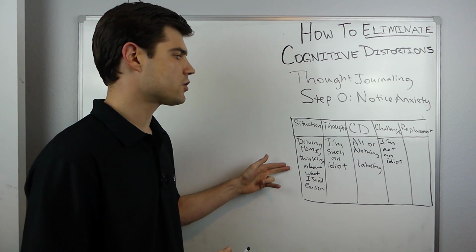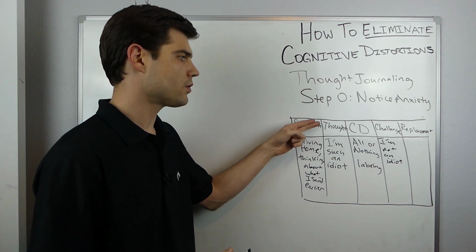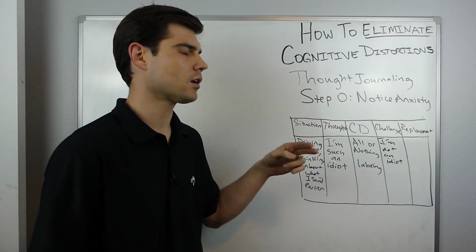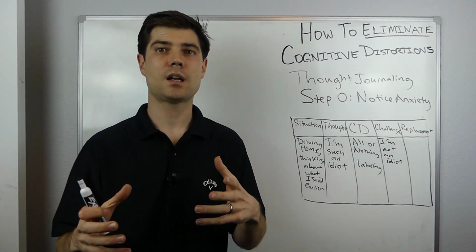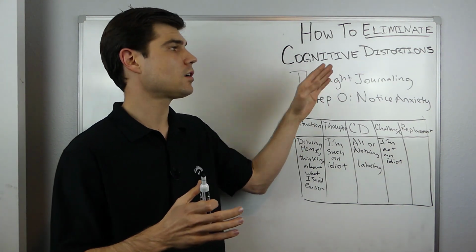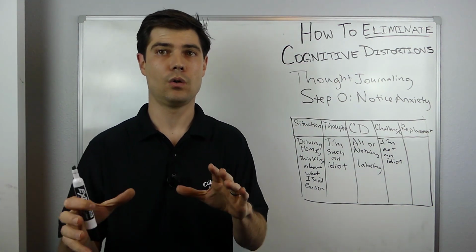Find out the situations that are making you anxious. Figure out the negative thinking patterns. Figure out your most common cognitive distortions. And start to make adjustments in your life so that you can start having way less cognitive distortions and start feeling a whole lot happier.